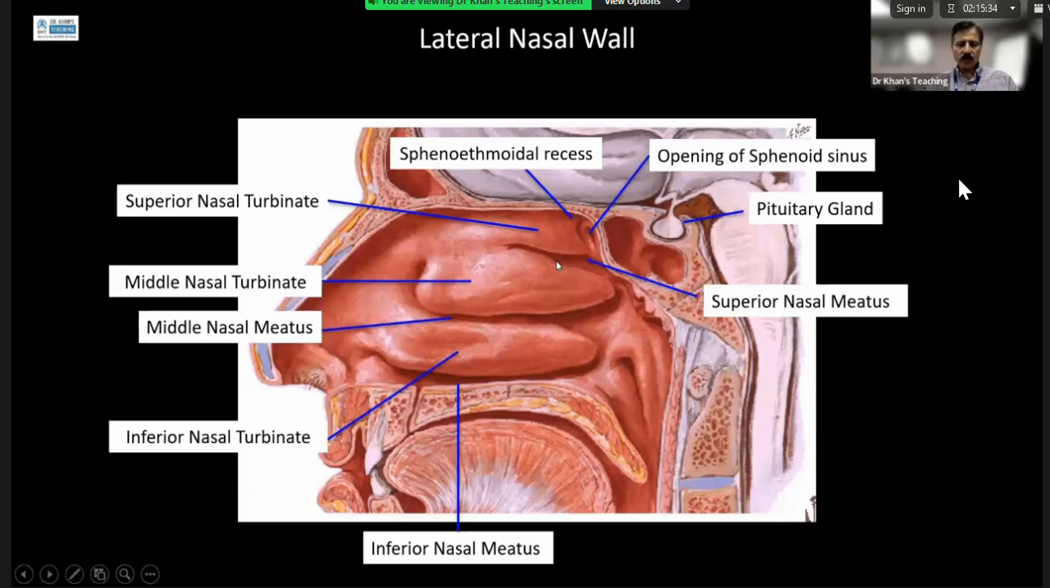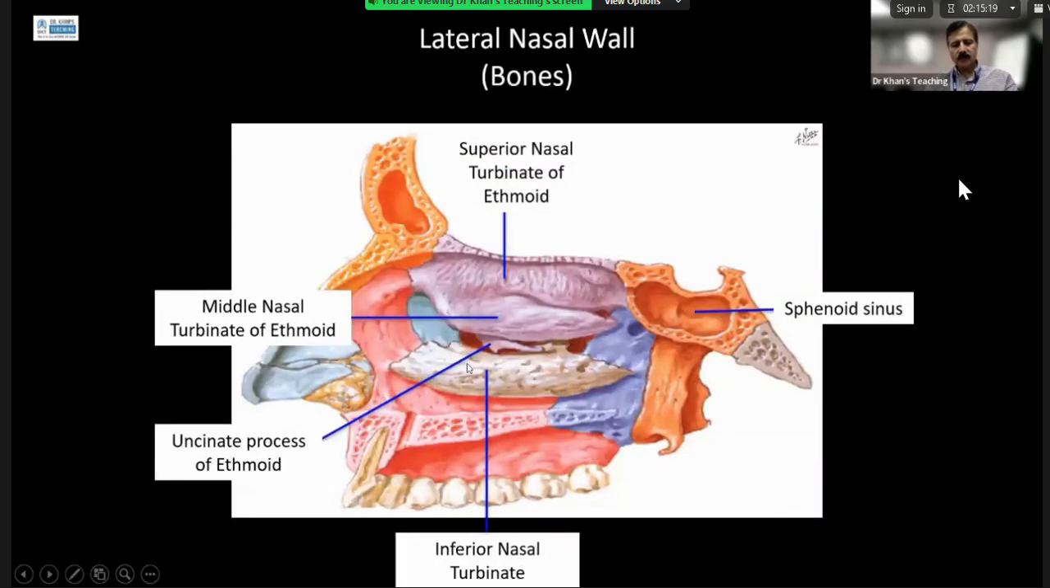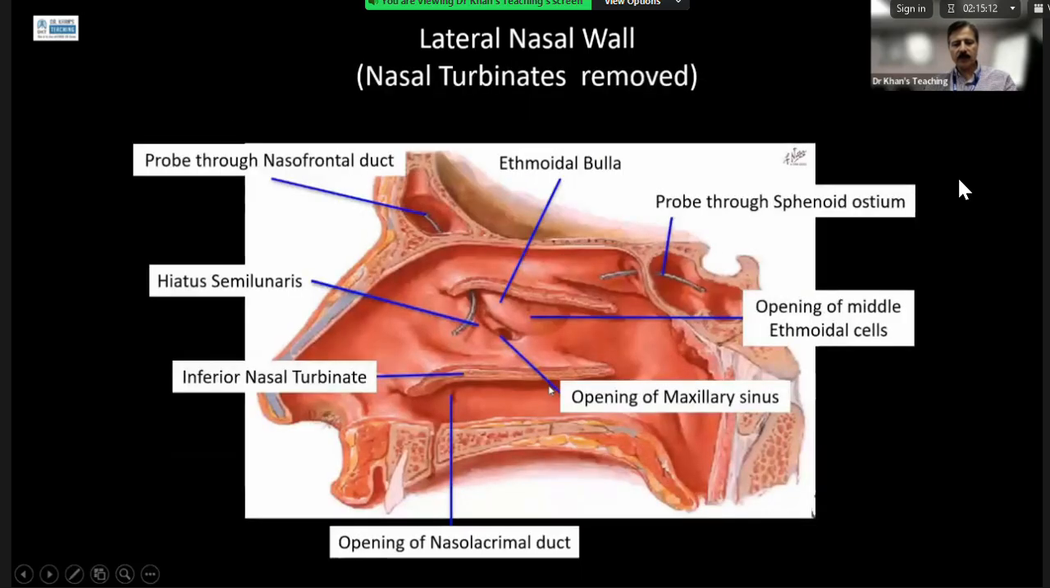So lateral, hidden from our view here, is the superior meatus. Here, hidden from our view, will be the middle meatus, laterally speaking, and the inferior meatus here. So what we do is, without mucosa, this is the superior turbinate, middle turbinate, and the inferior turbinate. Now in this diagram, we have removed the turbinates. And now we are looking at the lateral wall of the nasal cavity.